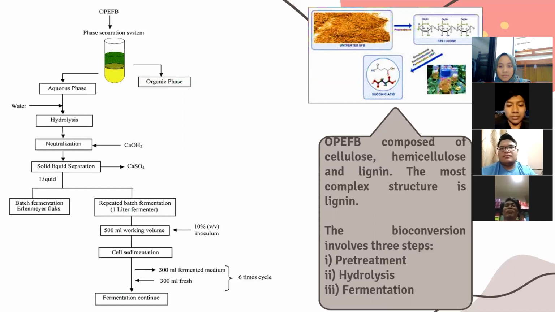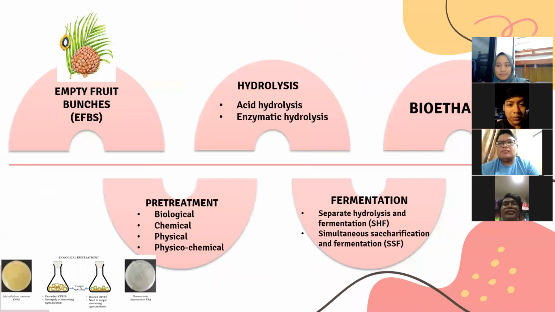The oil palm empty fruit bunch is composed of cellulose, hemicellulose, and lignin. The most complex structure is lignin. These conversion steps will involve 3 major steps, which is number 1, treatment, which I described before this, hydrolysis, and fermentation. Next, Lutfi.